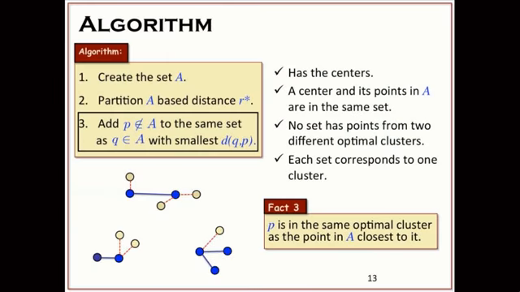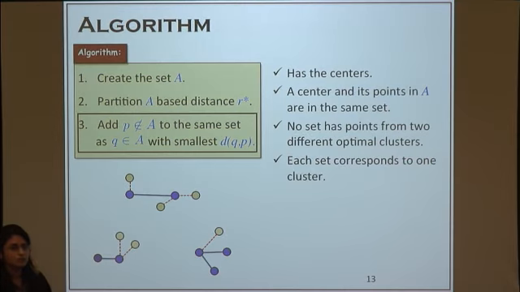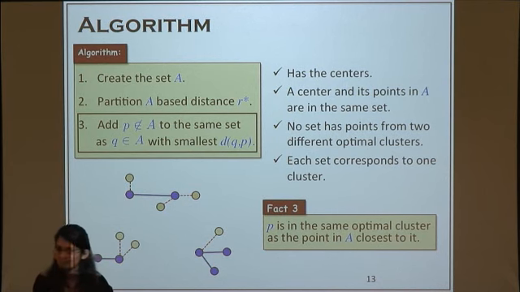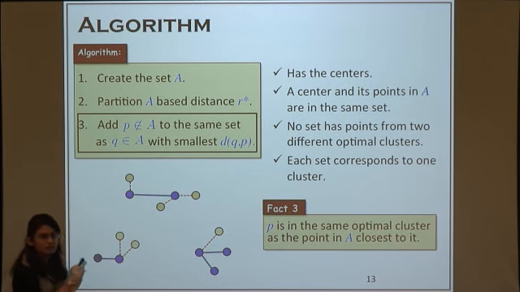Fact 2 said that if you are within a distance of R star, then you're part of the same cluster. So if I made this partition by R star, then by fact 2, I'm not merging any of the 2 different clusters together. Good. And what do I know at the end? I connected each point to its corresponding closest point in A, which also has to belong to the same cluster by fact 3. So if facts 1, 2, 3 hold, then this algorithm is correct.